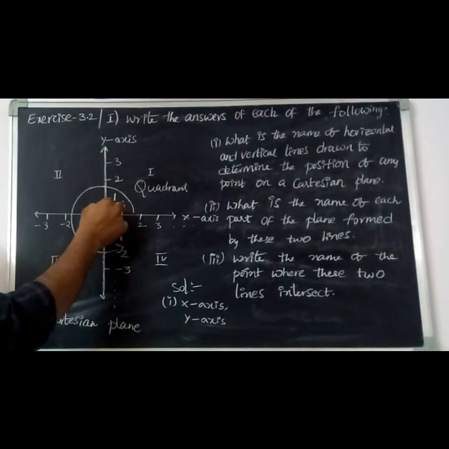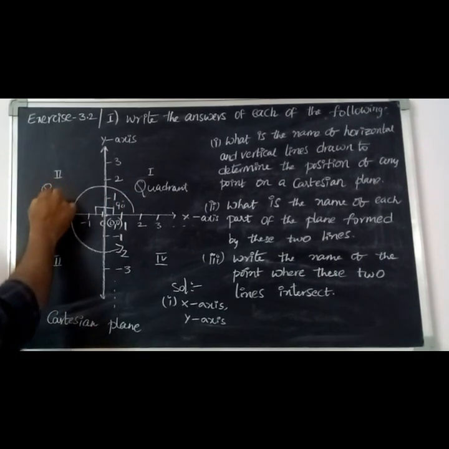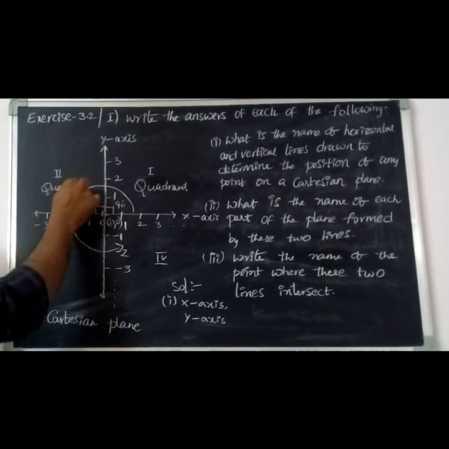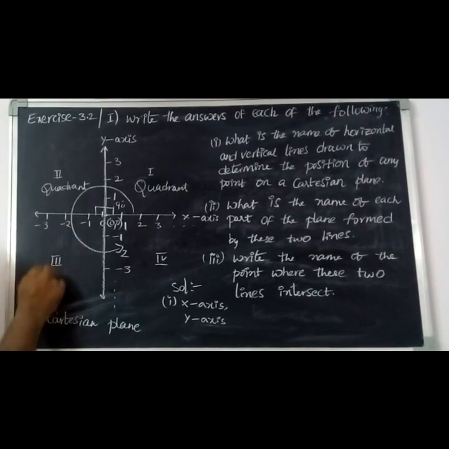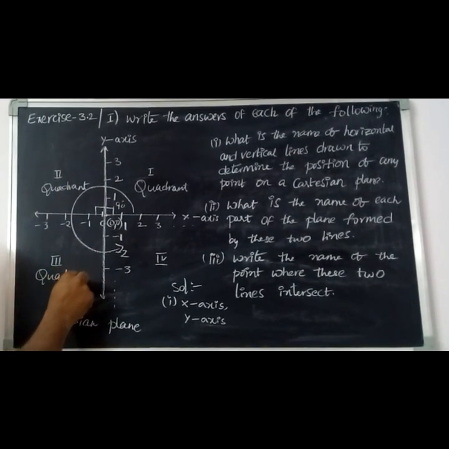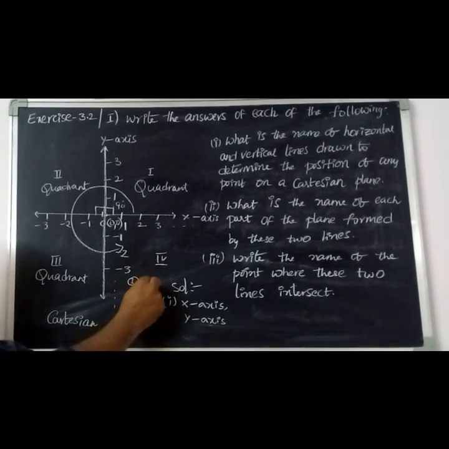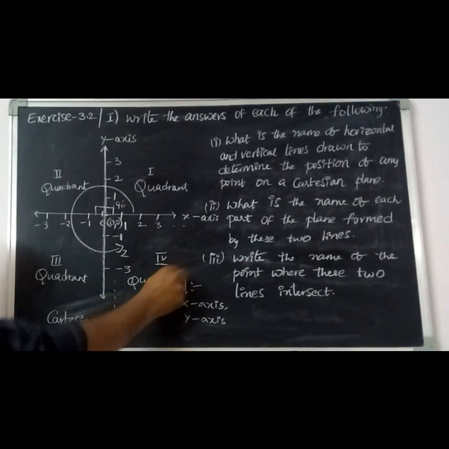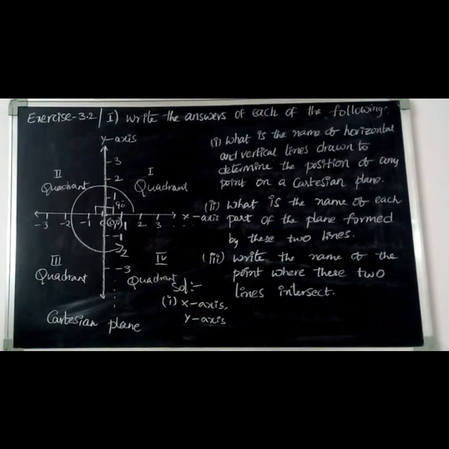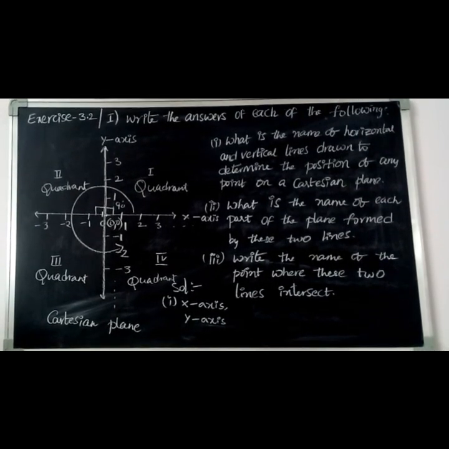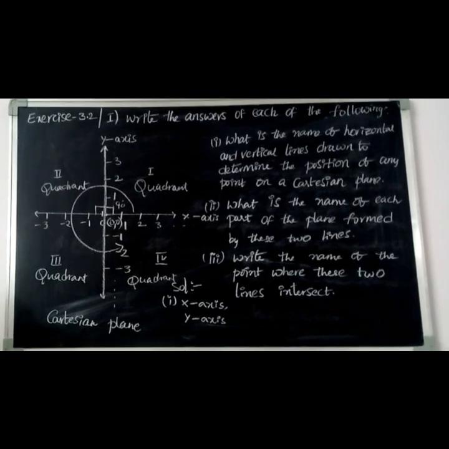This is also the same way, also called a quadrant. This is also the same. The first one is called quadrant 1, the second is quadrant 2, the third is quadrant 3, and the fourth is quadrant 4. When you add all the angles formed by these two lines, it gives you 360 degrees.